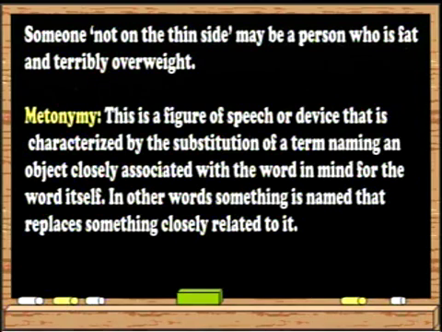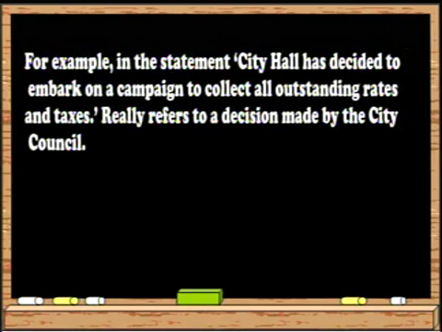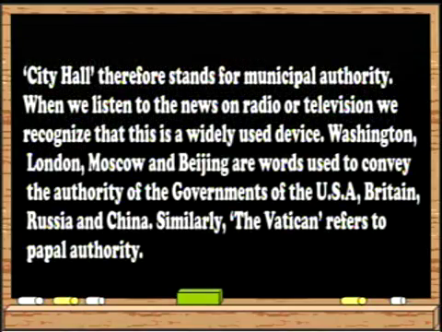Metonymy. This is a figure of speech or device that is characterized by the substitution of a term, naming an object closely associated with the word in mind for the word itself. In other words, something is named that replaces something closely related to it. For example, in the statement, City Hall has decided to embark on a campaign to collect all outstanding rates and taxes, City Hall really refers to a decision made by the City Council. City Hall, therefore, stands for municipal authority.